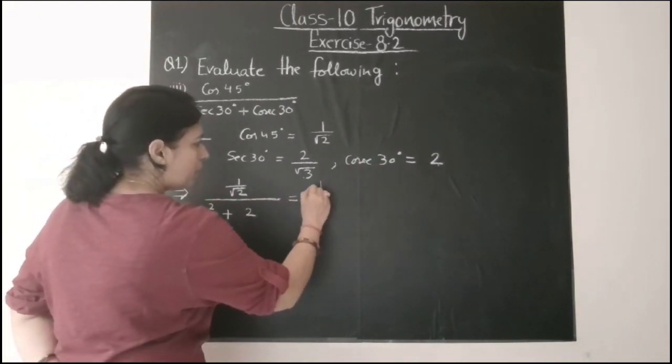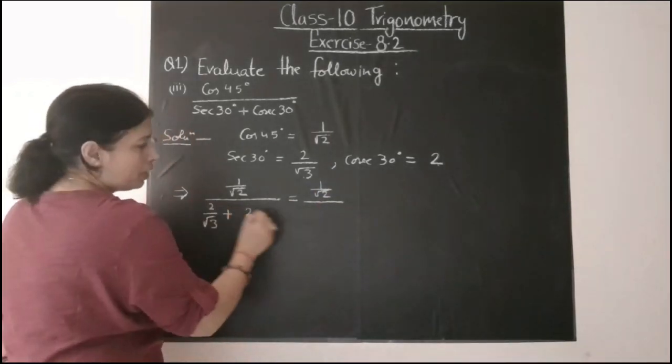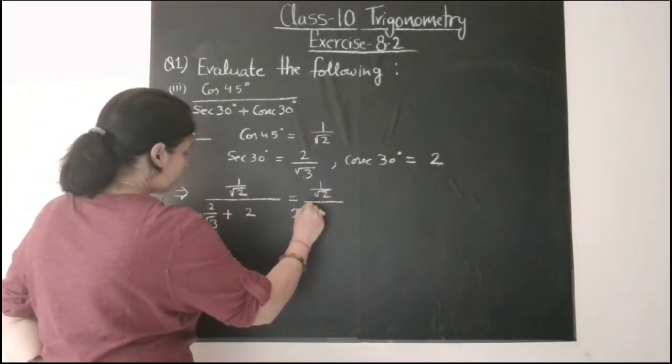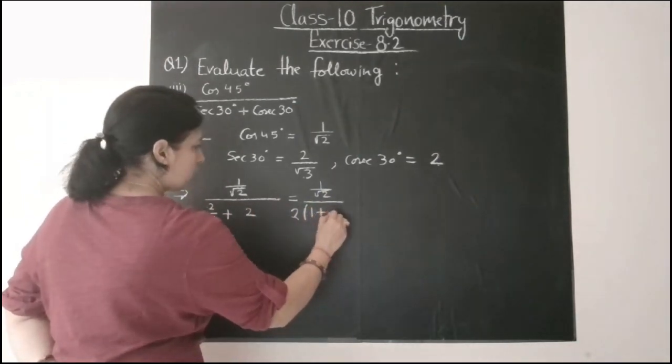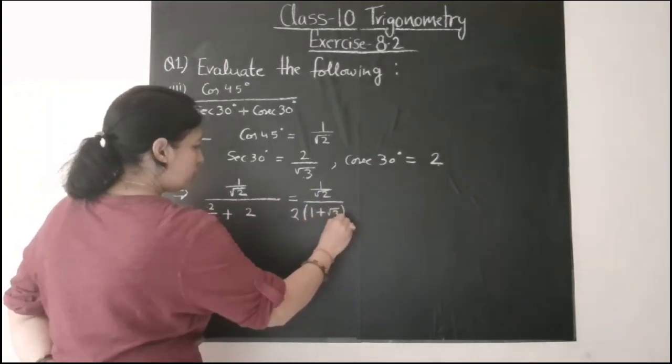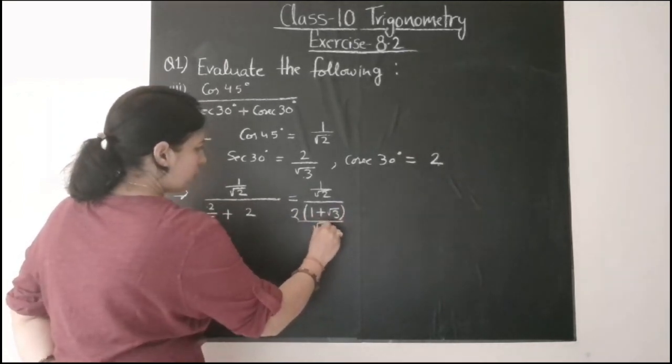So write here 1 by root 2 divided by, take 2 common. So it will come 2 times 1 plus root 3 divided by root 3.